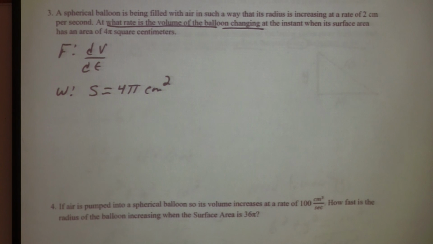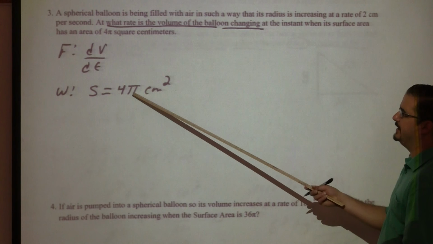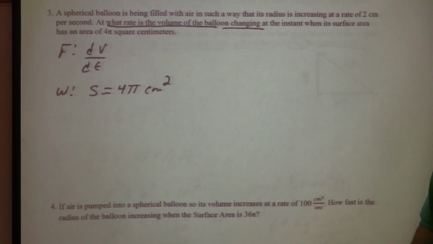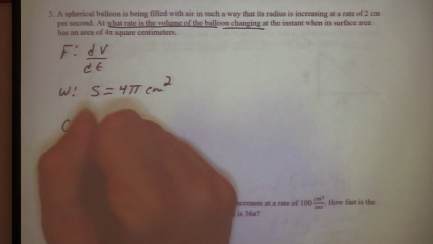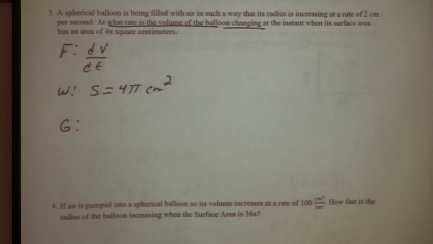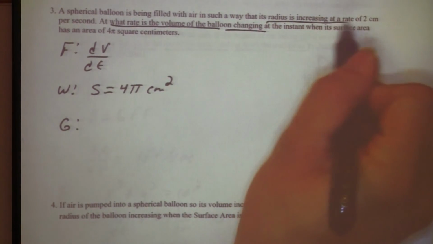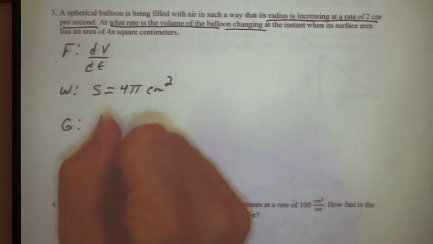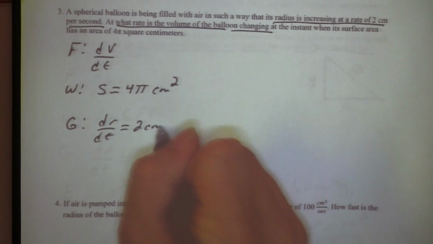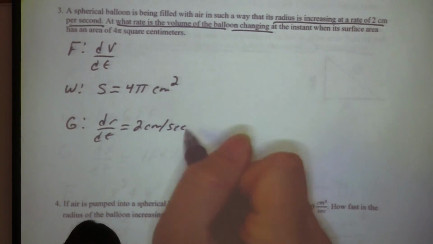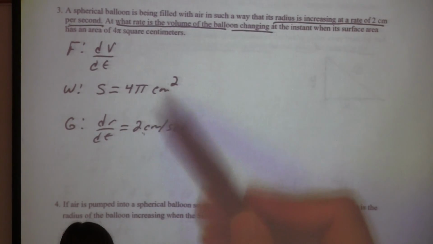So S will equal what? 4 pi centimeters squared, and S stands for the surface area. Given, what are we given? dr/dt. Very good, they're telling us the radius is increasing at this rate. So dr/dt is equal to what? 2 centimeters per second. Does everything match? The units?